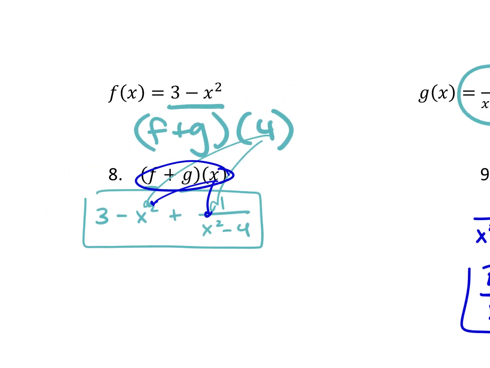So if it tells you to plug in a number, plug it in, your answer is going to be a number. But if it's just x, if you have x in the question, your answer is going to have the x's in it. All right, on the next page, we have our composition functions.